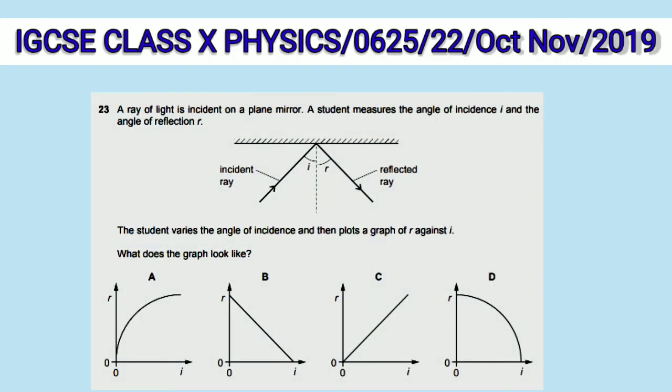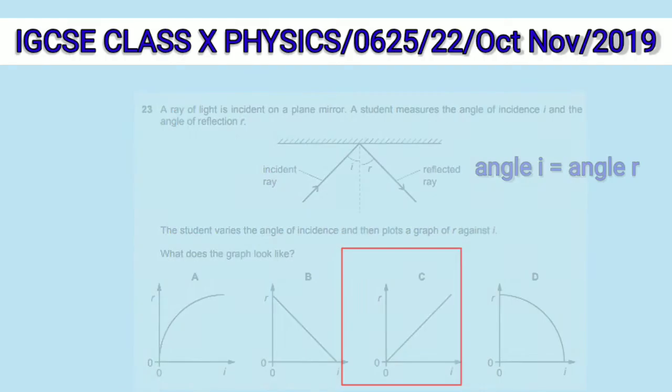23rd question. A ray of light is incident on a plane mirror. A student measures the angle of incidence I and angle of reflection R. The student varies the angle of incidence and then plots a graph of R against I. What does the graph look like? As per law of reflection, angle of incidence I is equal to angle of reflection R. So both increase equally. Graph C is the correct answer.